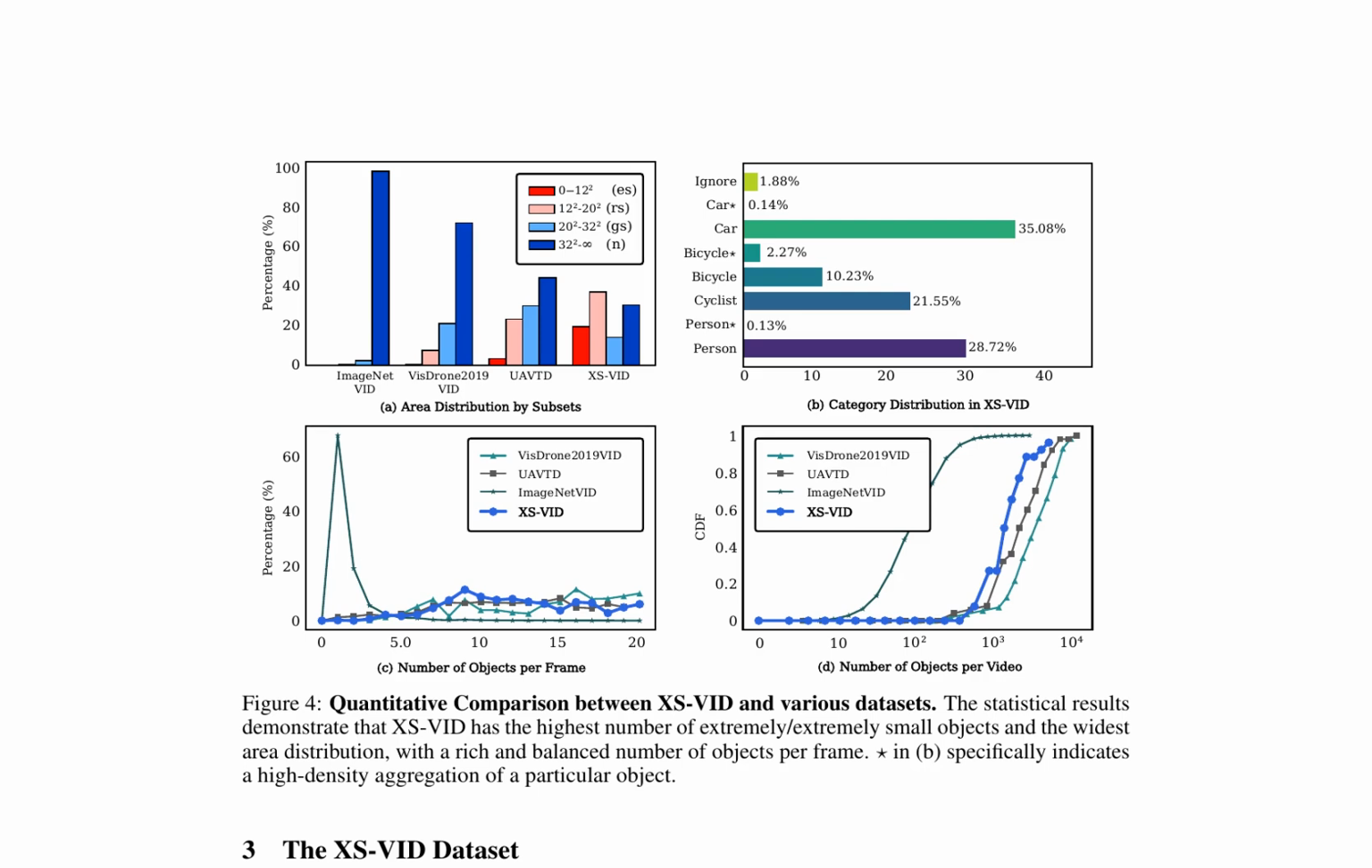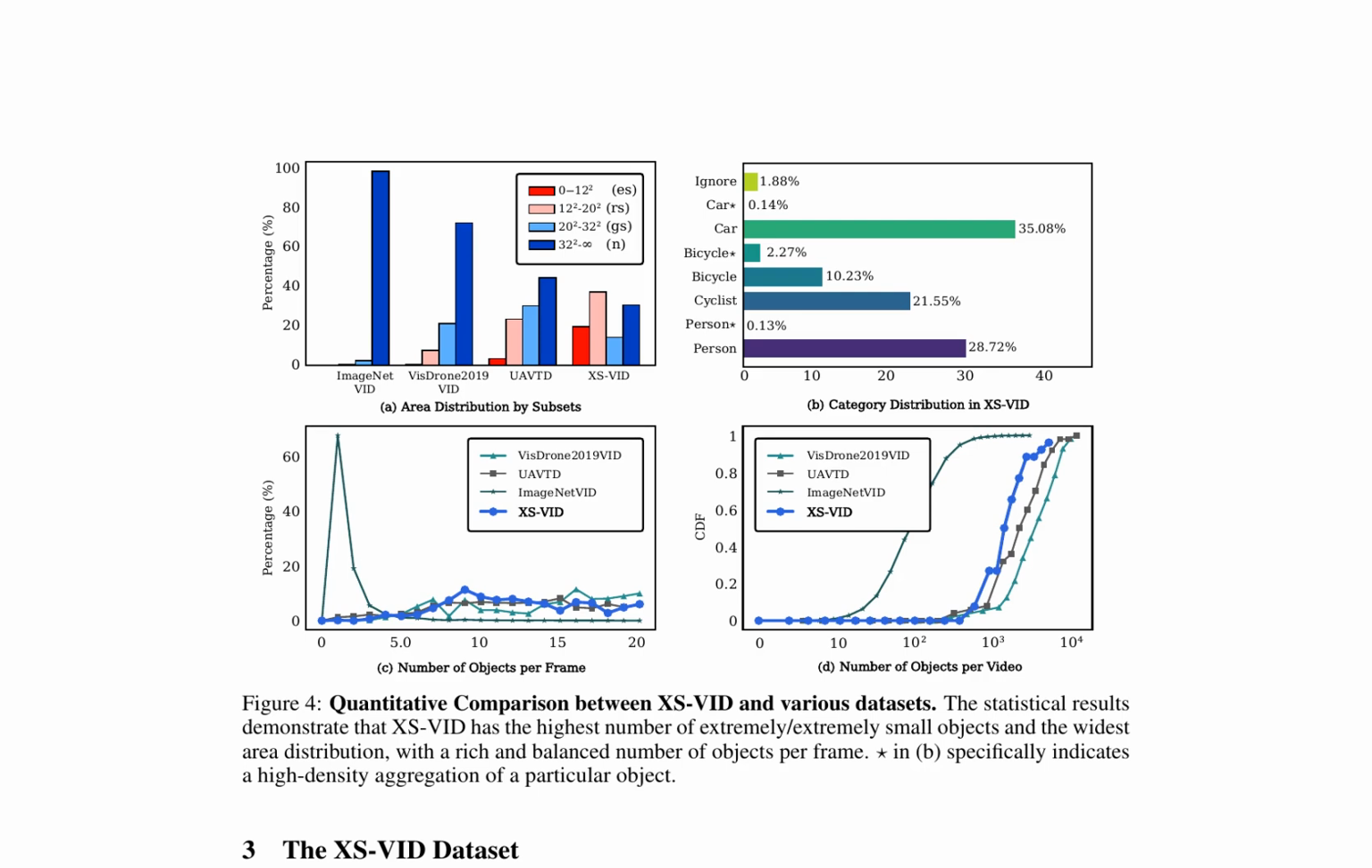The XS-VID dataset is constructed through multiple rounds of screening and annotation, comprising 38 video segments with a resolution of 1024 x 1024, containing 12,230 images and 258,944 object boxes, all with detailed annotation boxes and track annotations.